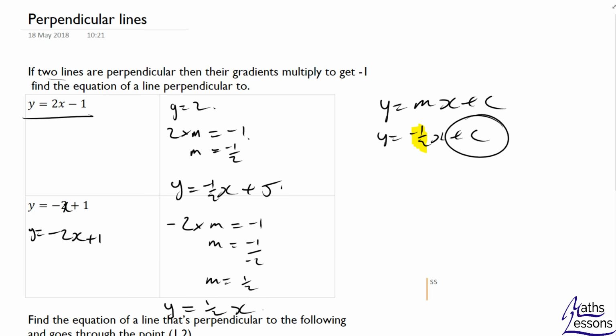x plus something, and it can be anything we like. Let's go for 4 this time. Or you can even have a minus value. You could have minus 3, minus 2, whatever you like there. And that will also give you an equation of a perpendicular line to this one.